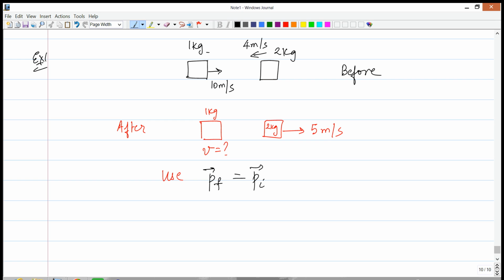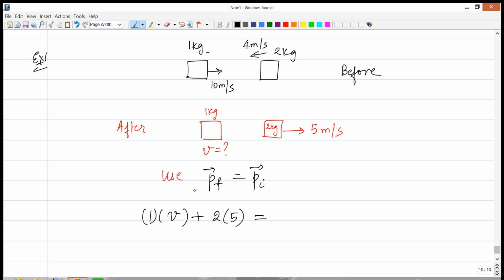Let's write down the expression for the final momentum of each one. Since we have two blocks, we'll have to write the momentum of each block separately. The 1 kg block has momentum 1 multiplied by V. We do not know the sign of V, so let's just put it as V. If V ends up being positive, it's going to the right. If it's negative, it's going to the left. Plus 2 times 5, since the 2 kg is moving to the right. This is all for the end.